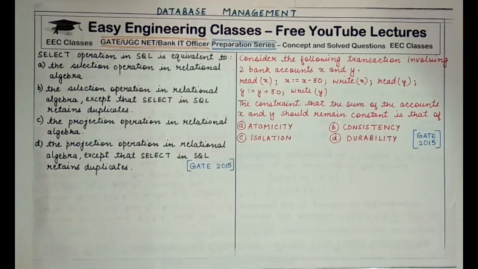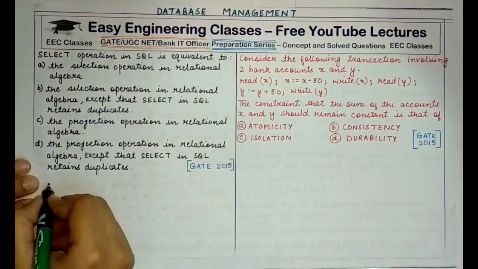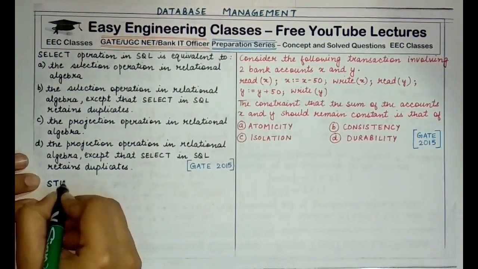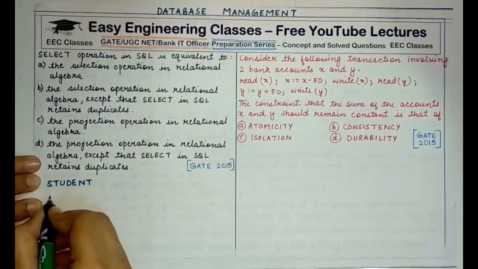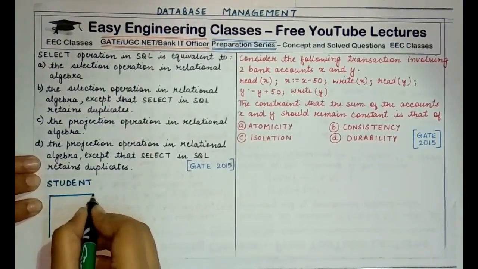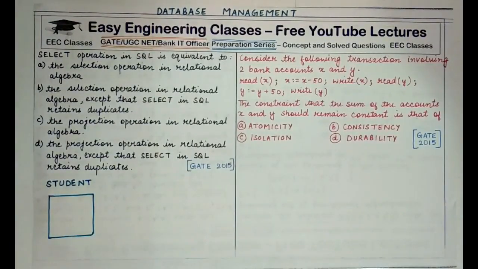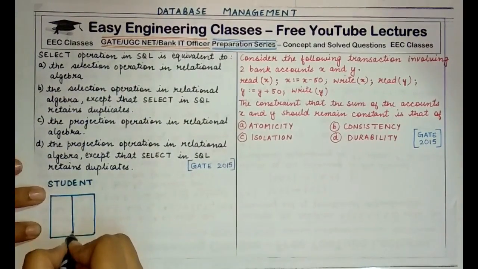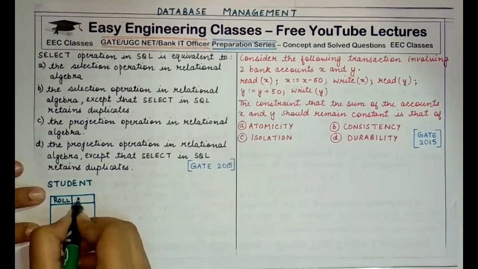Okay, so if I give you an example, I have a relation named student, and I have 4 columns in it. Or let's make the table easier, and let's maintain 2 columns and multiple rows. So this is roll number and this is name.